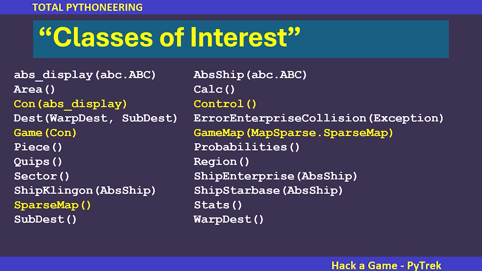In other words, we're going to have to make a move on our client, or in our test case, over to our server, which might be on our own machine or maybe on a Raspberry Pi. We also have to look at our sparse map, and those are probably the classes of interest, noting that the error when Enterprise collides with something might have a bunch of other errors that we're going to want to send back and forth between the client and the server as well.